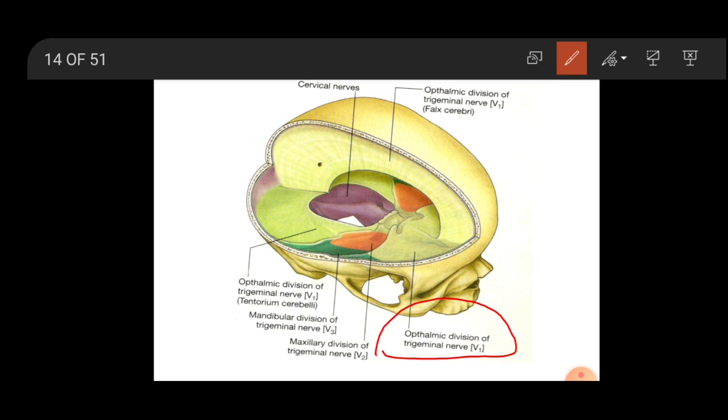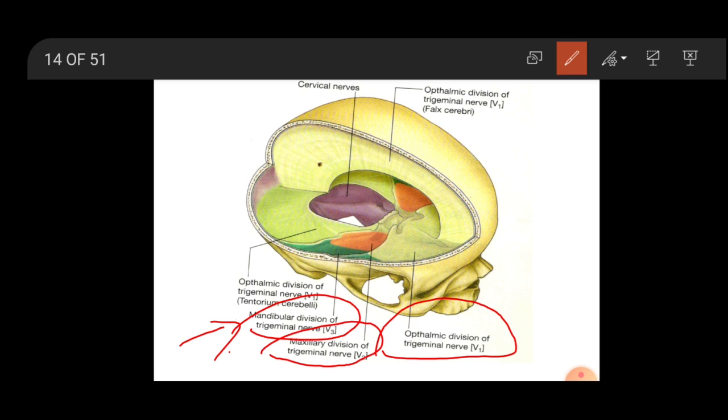Coming to the middle cranial fossa, you have sensory twigs from the nervus spinosus, that is the meningeal branch of the mandibular nerve, and the meningeal branches from the maxillary nerve, and also a direct branch from the trigeminal ganglion. So these three nerves supply the middle cranial fossa.